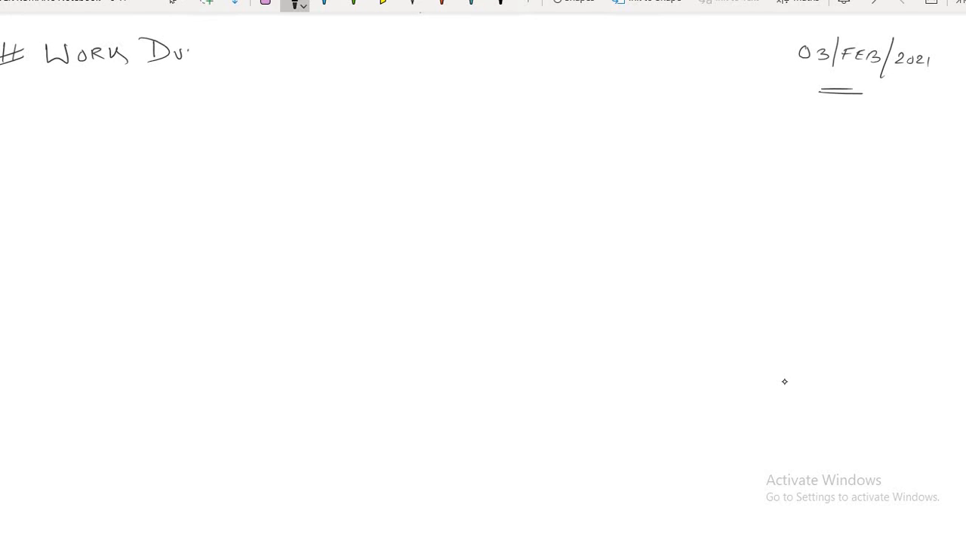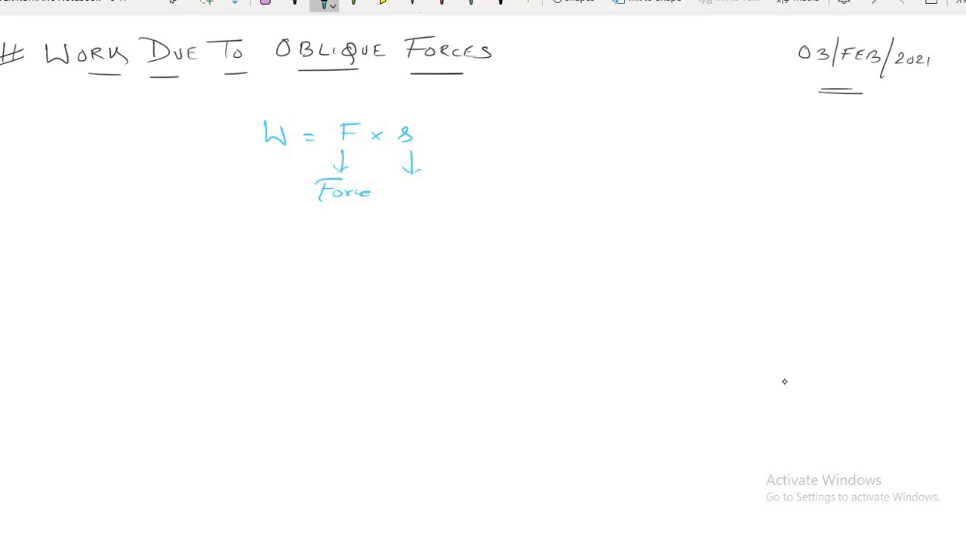Work due to oblique forces. Very important topic, very conceptual topic. You have to understand this properly. See here. What do you mean by work due to oblique forces? Till now we have learnt the formula of work, that is W = F × S, where F stands for force and S stands for displacement.